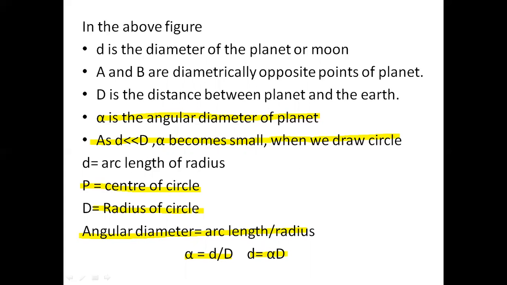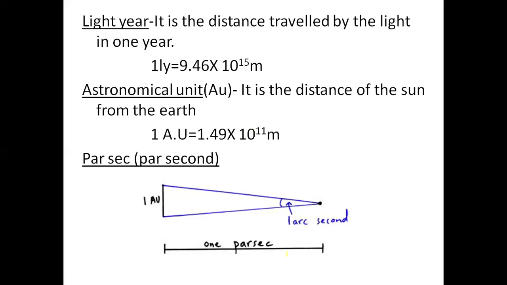In the first derivation, we calculated the distance between the earth and the planet, or earth and the star. In the second expression, what we have found out is the diameter of the planet, or diameter of the moon, by using the parallax method. So these two are the important derivations. Any one of the derivations may occur in your examination. So let us go to the next point.